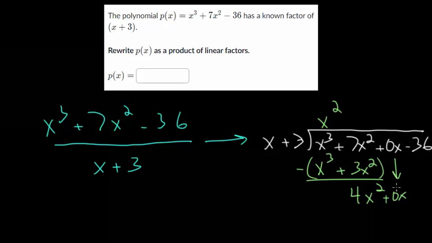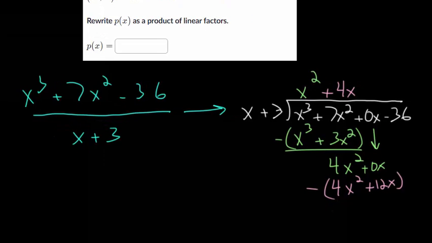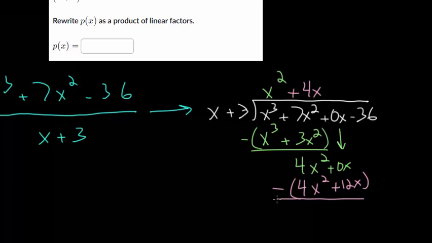And we repeat the process. What do we multiply x by to get 4x squared? Well, we multiply by 4x. Now we multiply 4x by our linear expression that we're dividing by. So we get 4x squared. 4x times 3 is 12x. Now we subtract. We find our remainder. Let me just make some more room here. When we carry out the subtraction, the first terms go away, and we do 0x minus 12x, which is negative 12x. We bring down our constant term, the minus 36, and we repeat one more time.